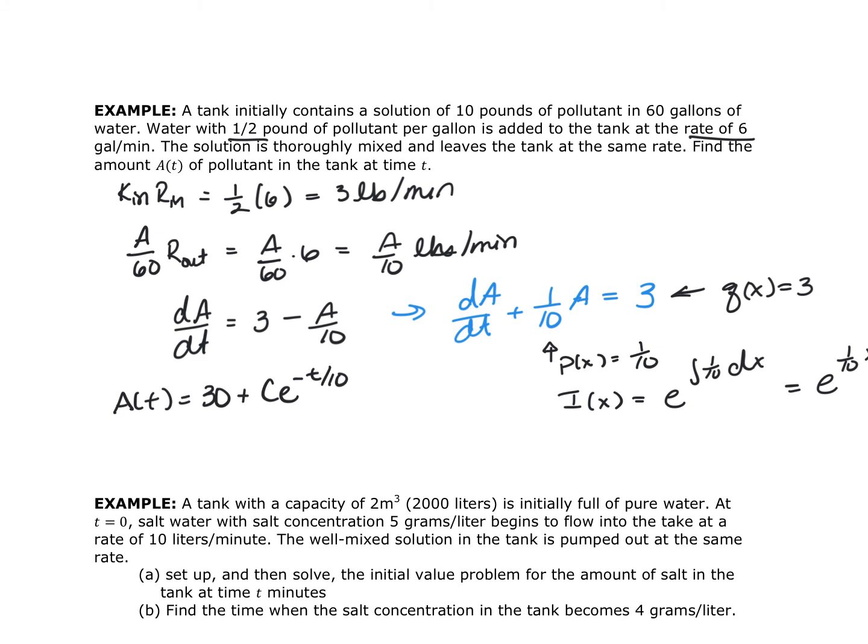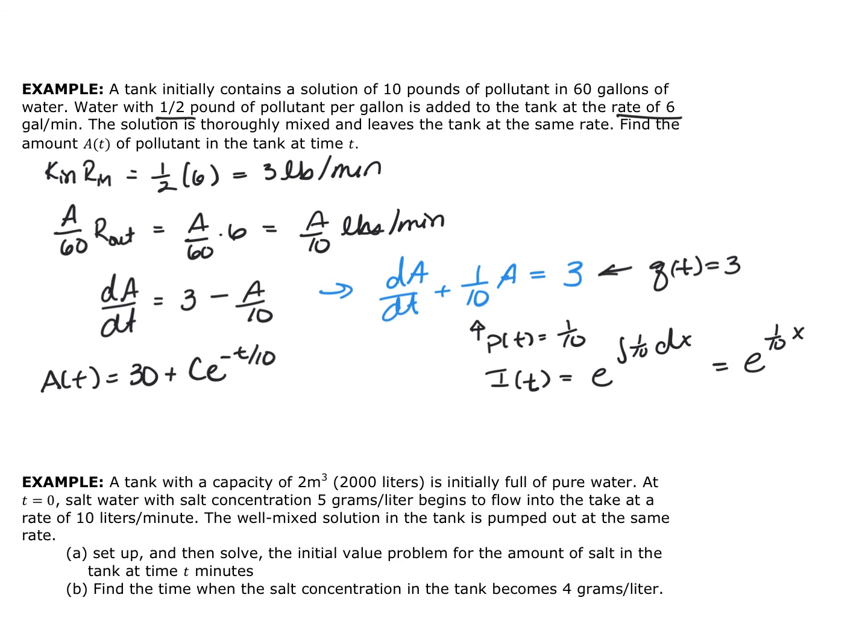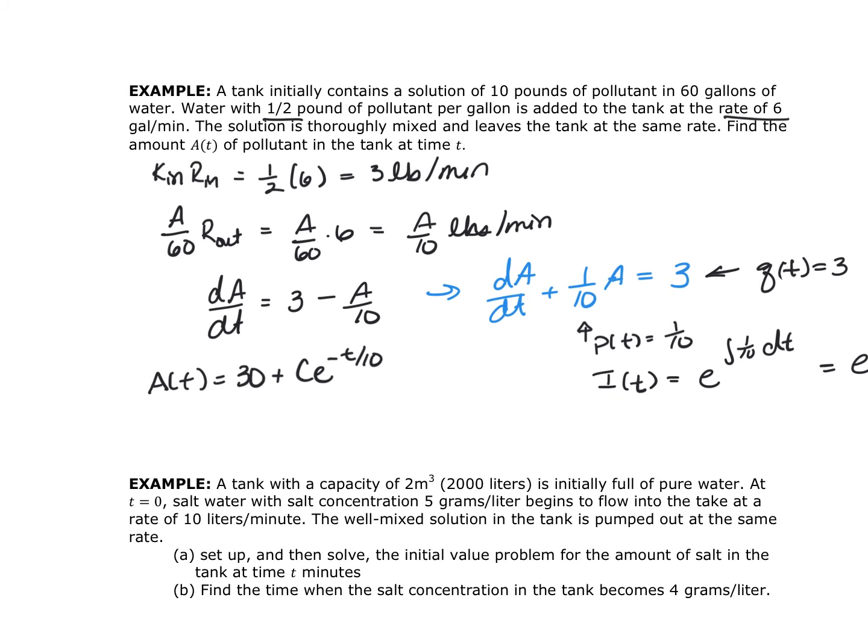I guess I'm using t's here, so I should change this back to not P(x) but P(t). So let me just go back and change this. So P(t) here, P(t) here, P(t) here. So Q(t), P(t), I(t). And instead of dx and x here, it'll be dt. And this will be 1/10 t. All right, so that is my general solution right here.